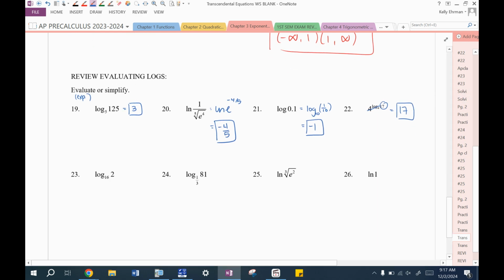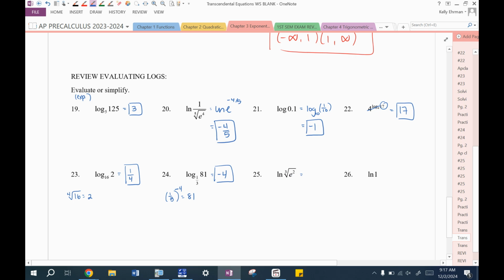What power do you have to raise 16 to get 2? It has to be a root, right? The fourth root of 16 is equal to 2. So what is the fourth root as a power? It's a power of 1/4. What do you have to raise 1/3 to get 81? It's got to be a negative exponent. It's 3 to the 4th, that's 81. So the answer is negative 4.